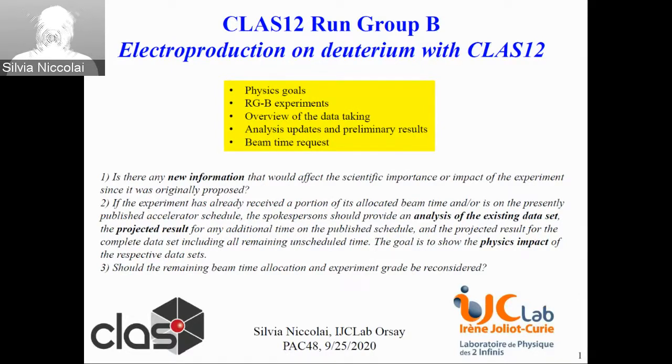All this will be done with in mind the three questions that the PAC asked us. Namely, I will try to provide any new information affecting the impact of the experiment and the experiments composing the run group. And as we already took a portion of the allocated time, I will provide an analysis of the existing data, some projected results, and show the impact of what the additional beam time that we need will provide. And as far as the third question, I can anticipate that we are not asking changes in the beam time allocation nor in the experiment grade.